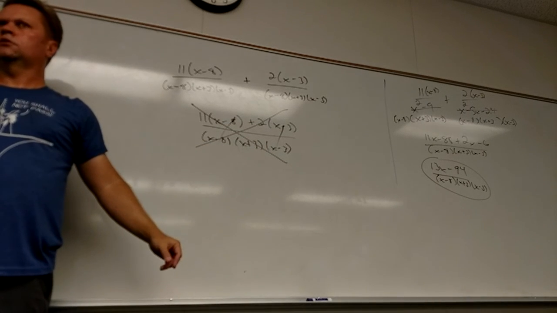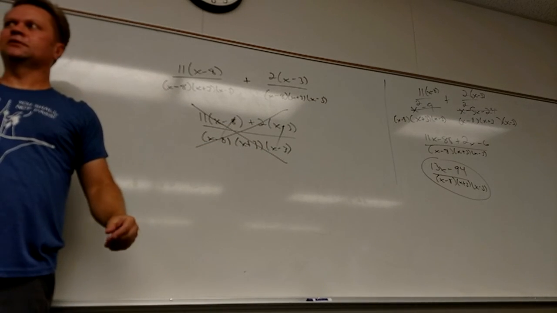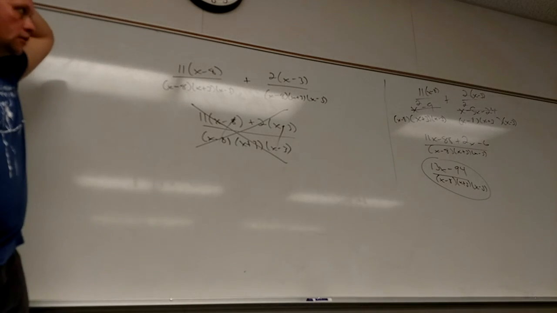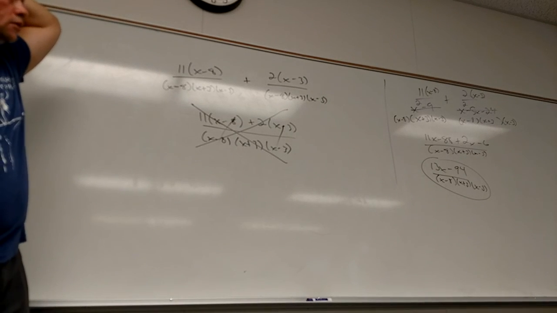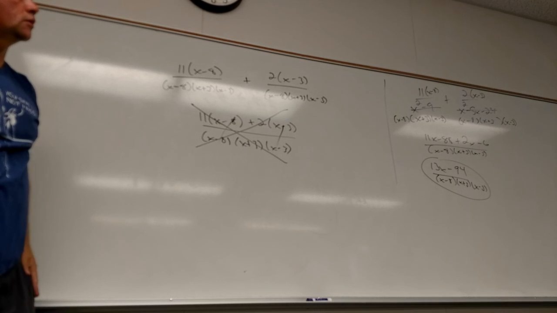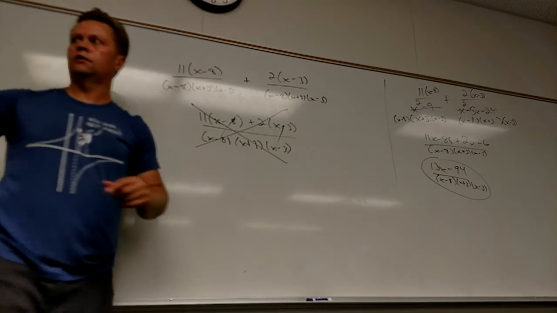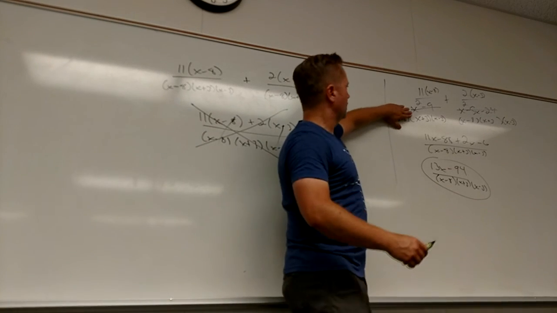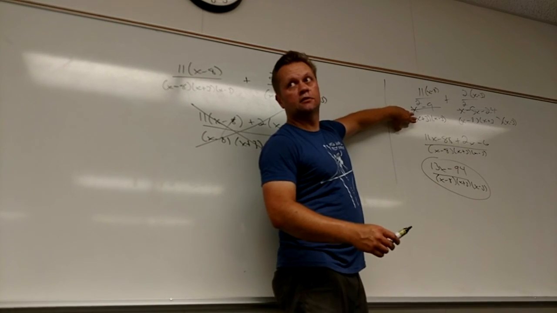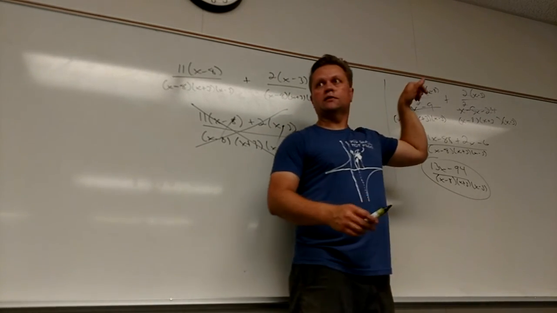I think I missed something at the beginning. Why did you multiply or bring up x minus 8? I didn't bring up anything. That one didn't have an x minus 8, so then I multiply top and bottom by x minus 8.